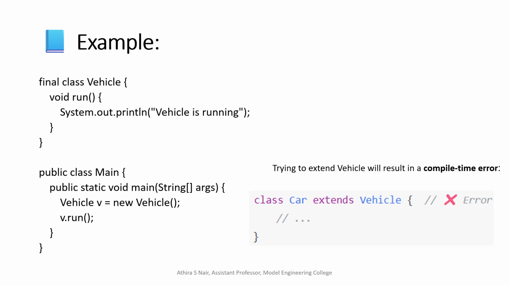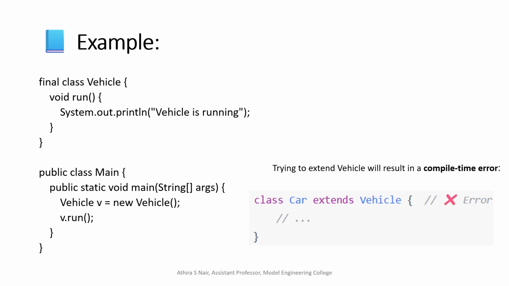So this is an example. Vehicle is a final class. Inside it, we have a method called run, where we are printing "Vehicle is running." Now in the main class, we are creating an object: Vehicle v = new Vehicle(); v.run(). So this is the program.